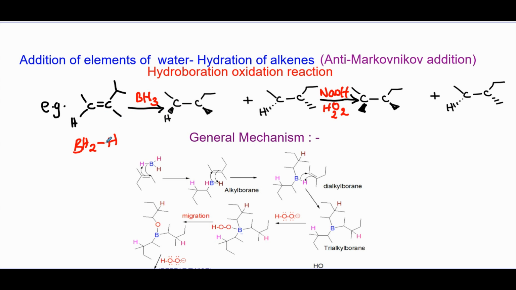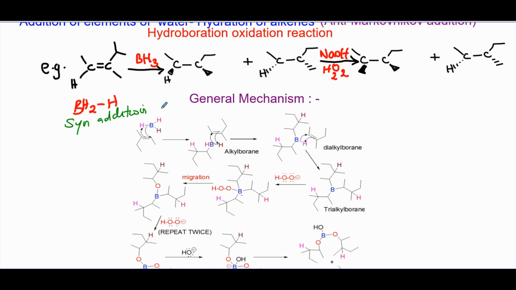This side is more crowded than this side of the alkene. So it's going to be a Syn addition, which means you're adding from the same face. Syn addition is adding from the same side. So the BH2 and the H are added from the same side. That's how you get your regiochemistry and stereochemistry.